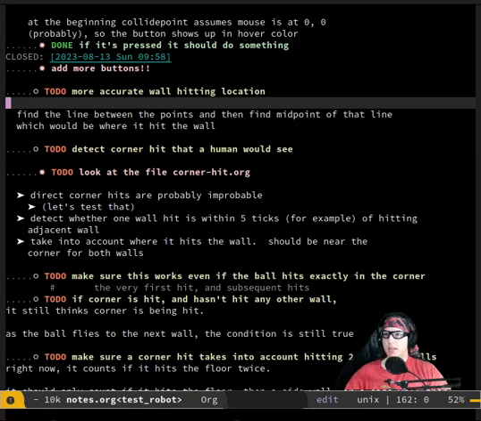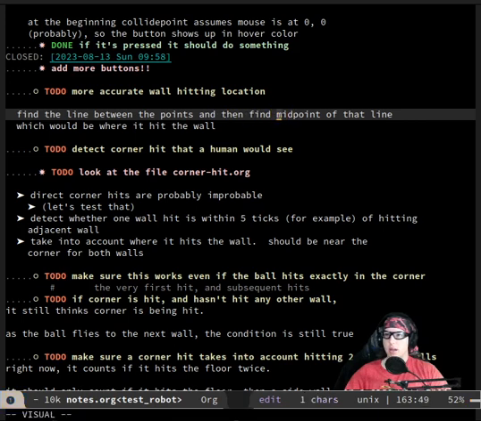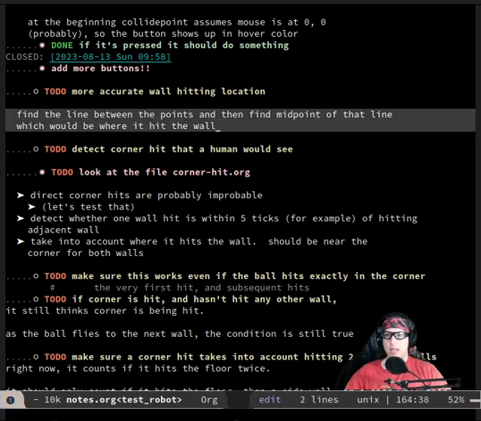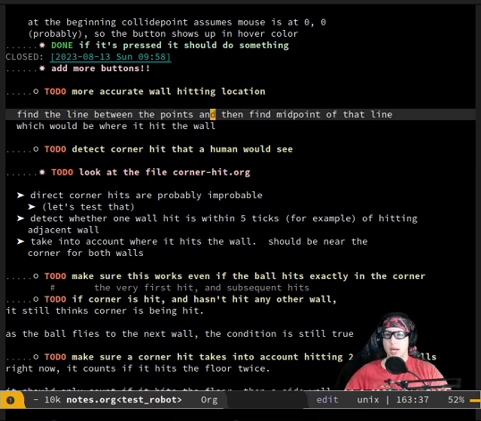So I think this is not quite right. I don't think it's going to be the midpoint every time. But other than that, I think this is good. We need to put a line between the two points that we know about, like where it was and where it is. And then somewhere on that line is definitely where it hit the wall. That's true. It's not necessarily the middle.